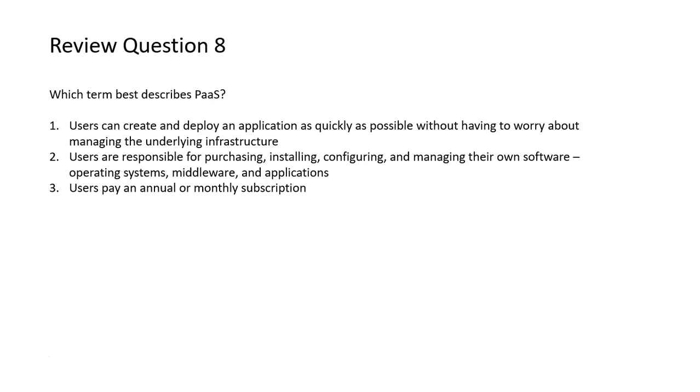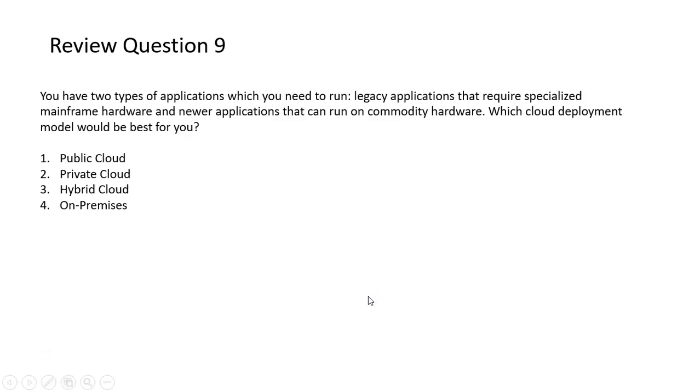Users can create and deploy an application as quickly as possible without having to worry about managing the underlying infrastructure. Users are responsible for purchasing, installing, configuring, and managing their own software, operating systems, middleware, and applications applies to IaaS, so that is wrong. And similarly, the third option is wrong. Moving on to the last question, that is review question 9.